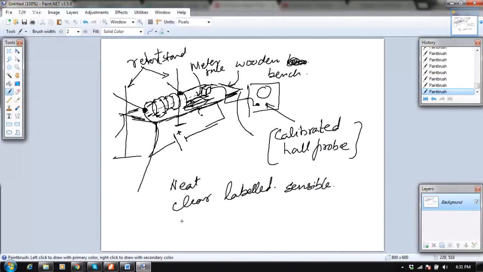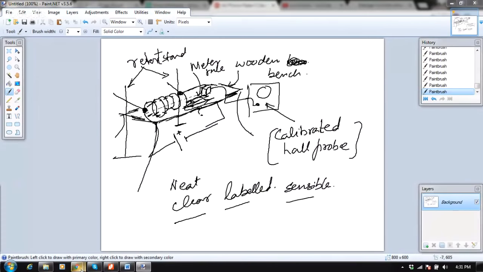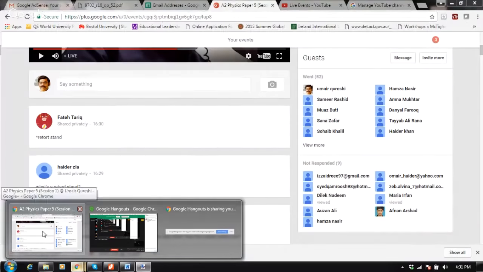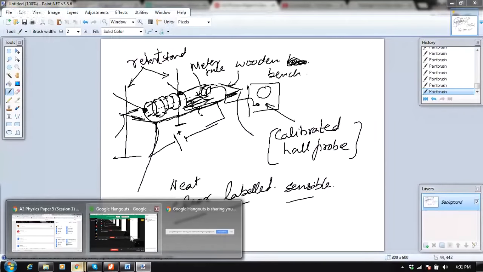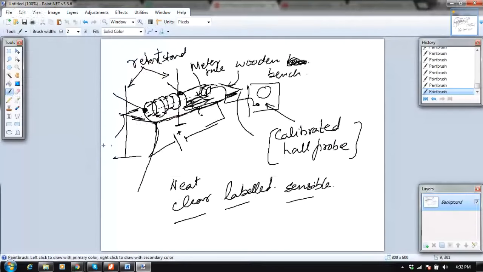So if you don't have a neat and clean diagram, there are no marks awarded for the diagram. But without a diagram, you cannot mention anything. I mean, think in this way: if you give somebody a script and there is no diagram, then nobody will be able to understand what is actually going on.